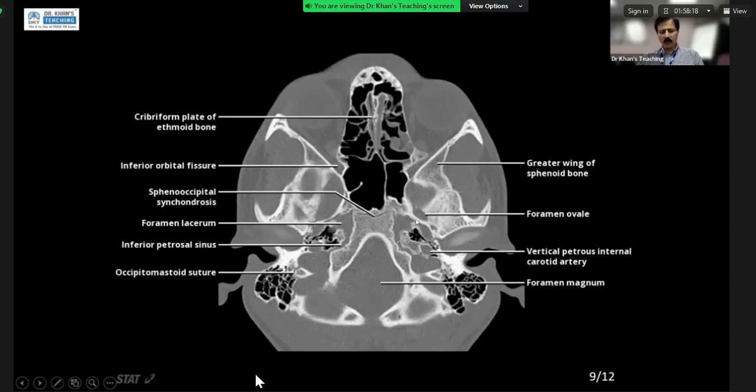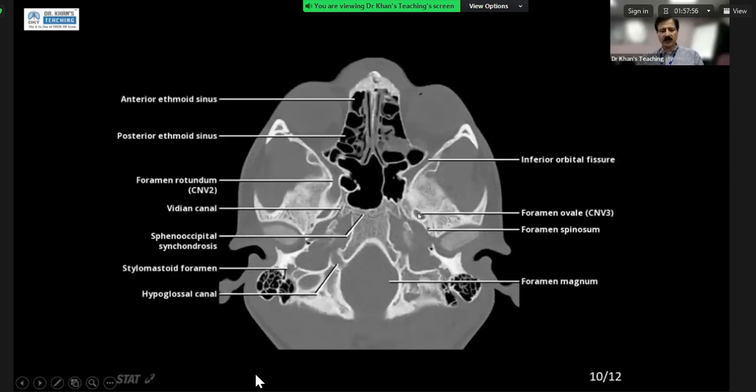Now, key point. This slice is passing through the base of the skull, and you can see the foramen ovale here. So this is an exam type of question, they will ask you what is this foramen, and this is the foramen spinosum. These things are visible on the next slide in a better way. If you see here, this is 10/12, and you can see foramen ovale here, foramen spinosum here. So this is the clivus here, sphenoid sinus, inferior orbital fissure, globe.